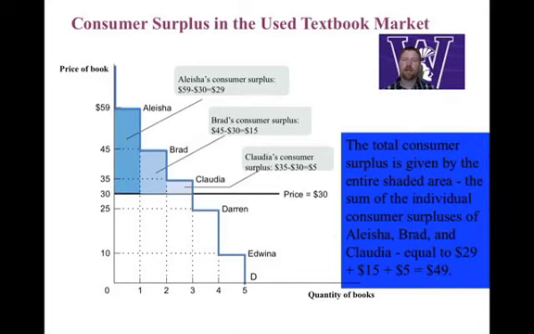So looking at the demand graph here, what happens if the textbook is $30? Not a bad deal, by the way. So if the textbook is $30, Alicia, who is willing to pay $59, now has a consumer surplus of $59 minus $30, which is $29 of consumer surplus. Brad also has consumer surplus of $45 minus $30, which is $15. And Claudia also has consumer surplus of $5. The other ones were not willing to pay that much for it, so they did not buy the good. For the total consumer surplus, we would just add up 29 plus 15 plus 5, which equals $49 of consumer surplus.